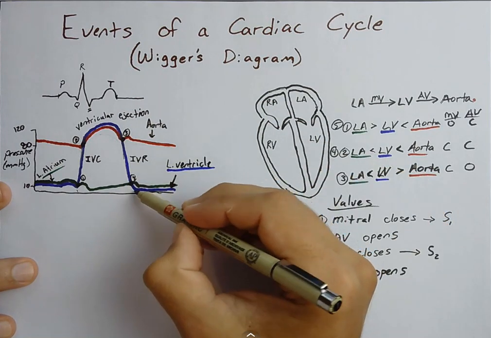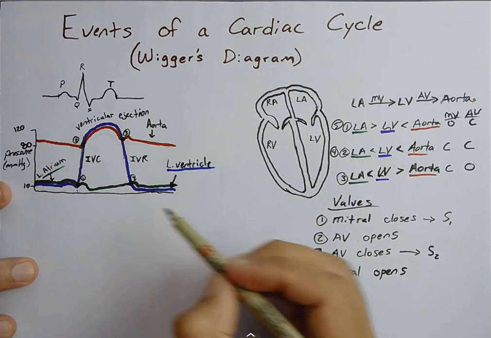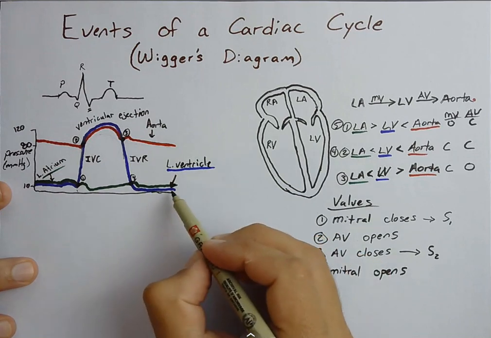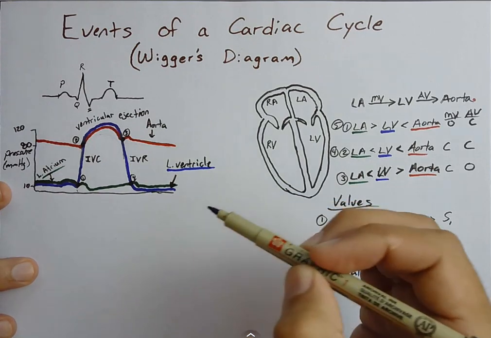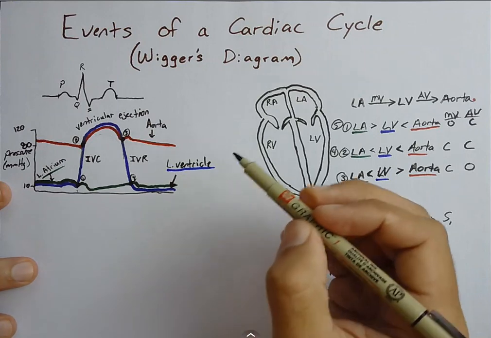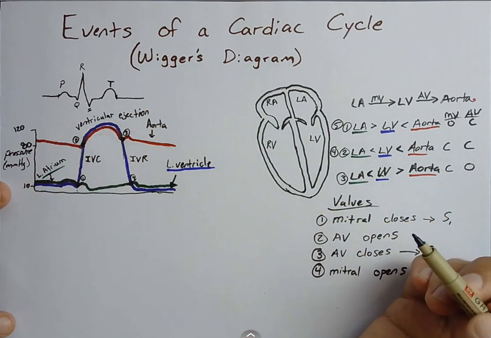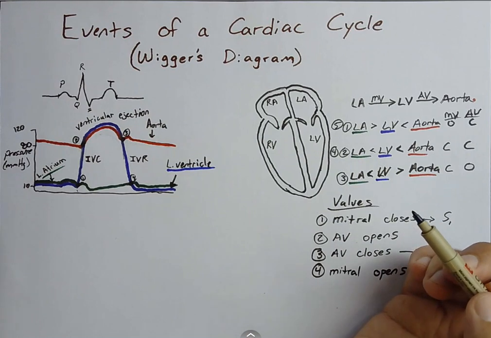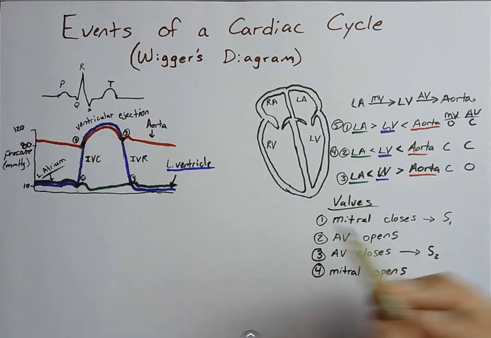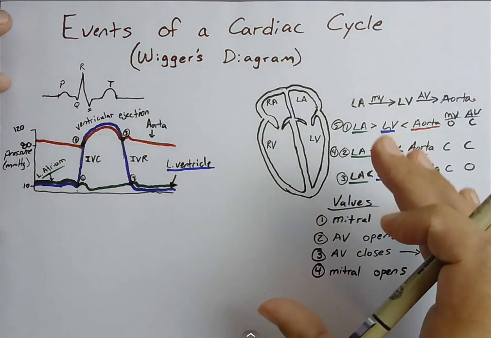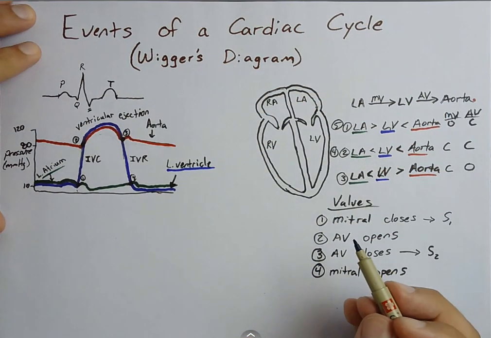Finally, when the left ventricular pressure gets less than the atrial pressure yet again, then the ventricle starts filling with blood. This is ventricular diastole as it refills with blood. And that is the rest of that TP segment. Hopefully that helps you guys understand that portion of the Wigger's diagram.